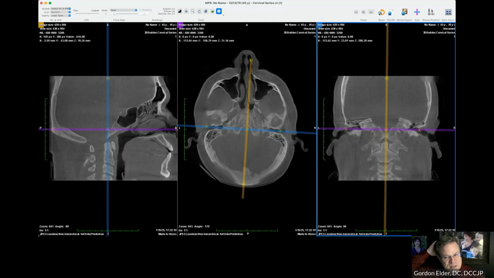I variously will look at slices anywhere from 20 millimeters, 10, 5, 3. With the 5 and the 3, I don't usually do both of them. I'll do one or the other.